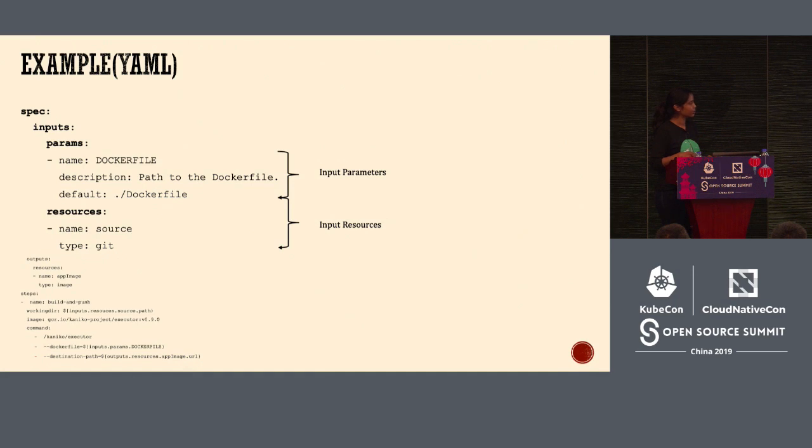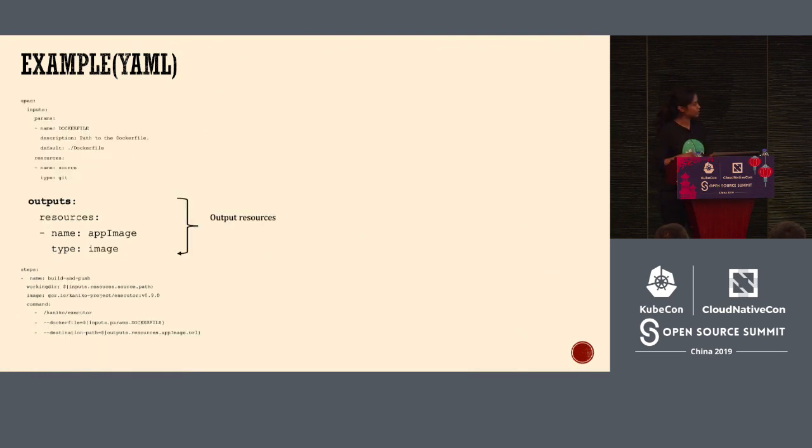And if you see here, it only mentions what is the expected type. It does not actually bind the pipeline resource itself. Very similar, in the output resources, it mentions what's the type here, but it does not bind the pipeline resource.